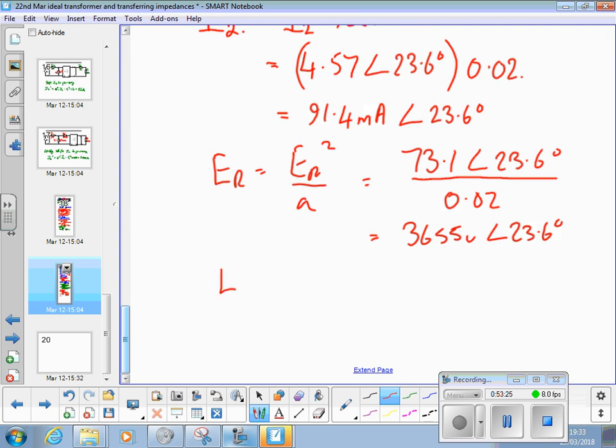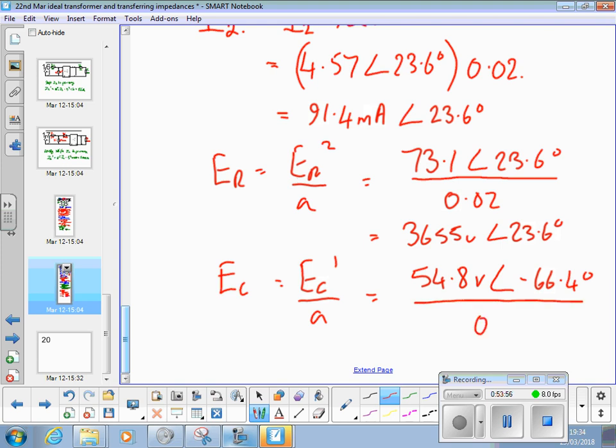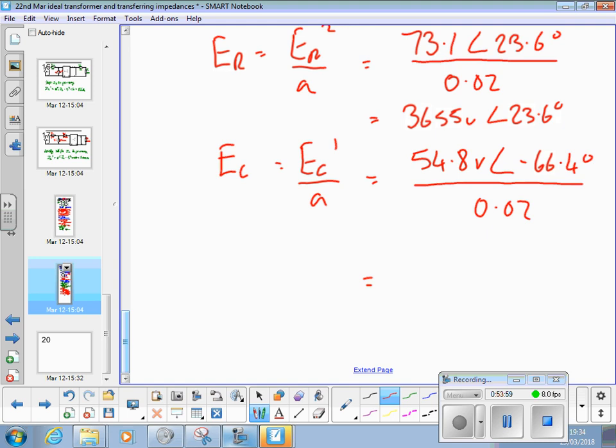So, and then EC dash, or EC is equal to EC dash over A, that's 54.8 volts, angle minus 66.4, all over 0.02, and I got that as 2920 volts, angle minus 66.4 degrees. Yep.